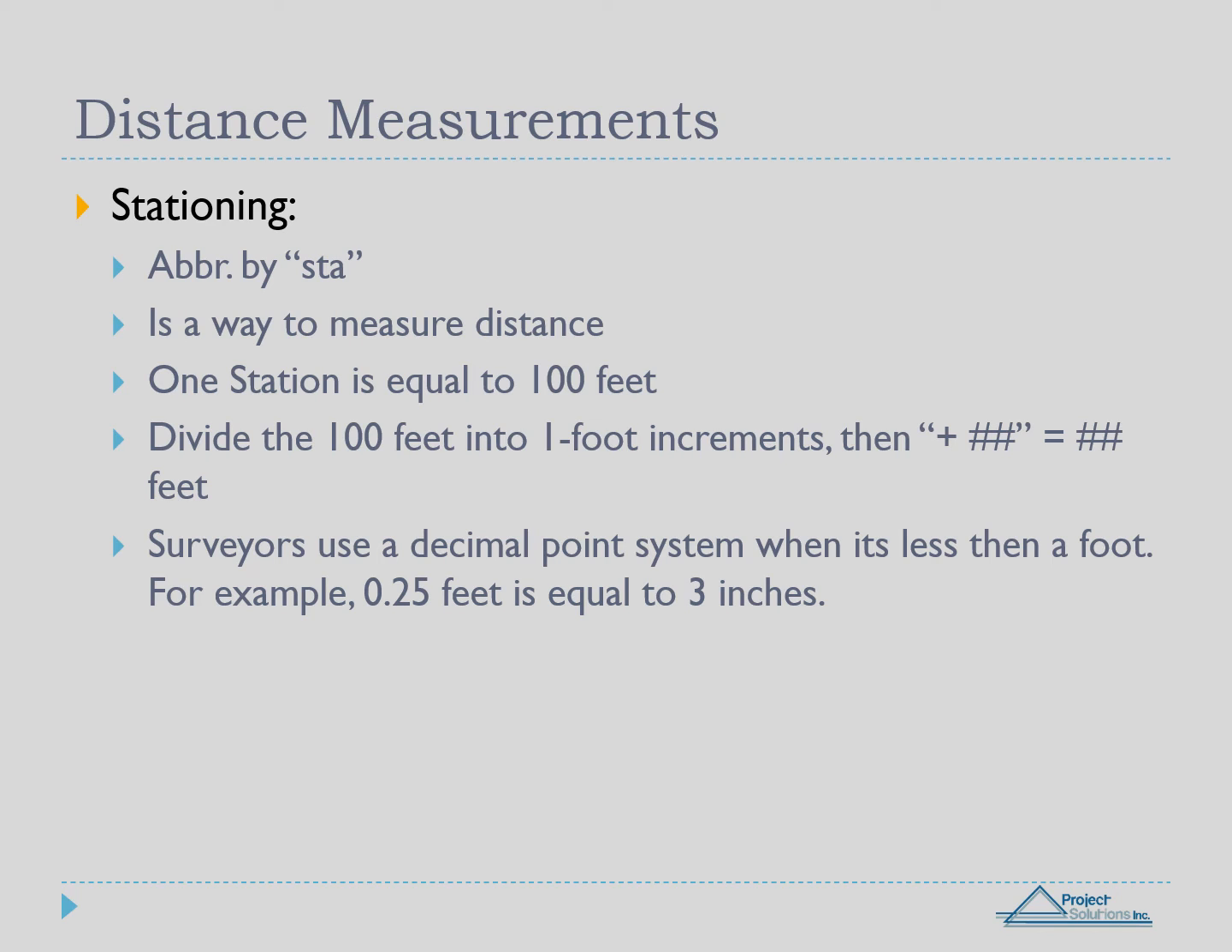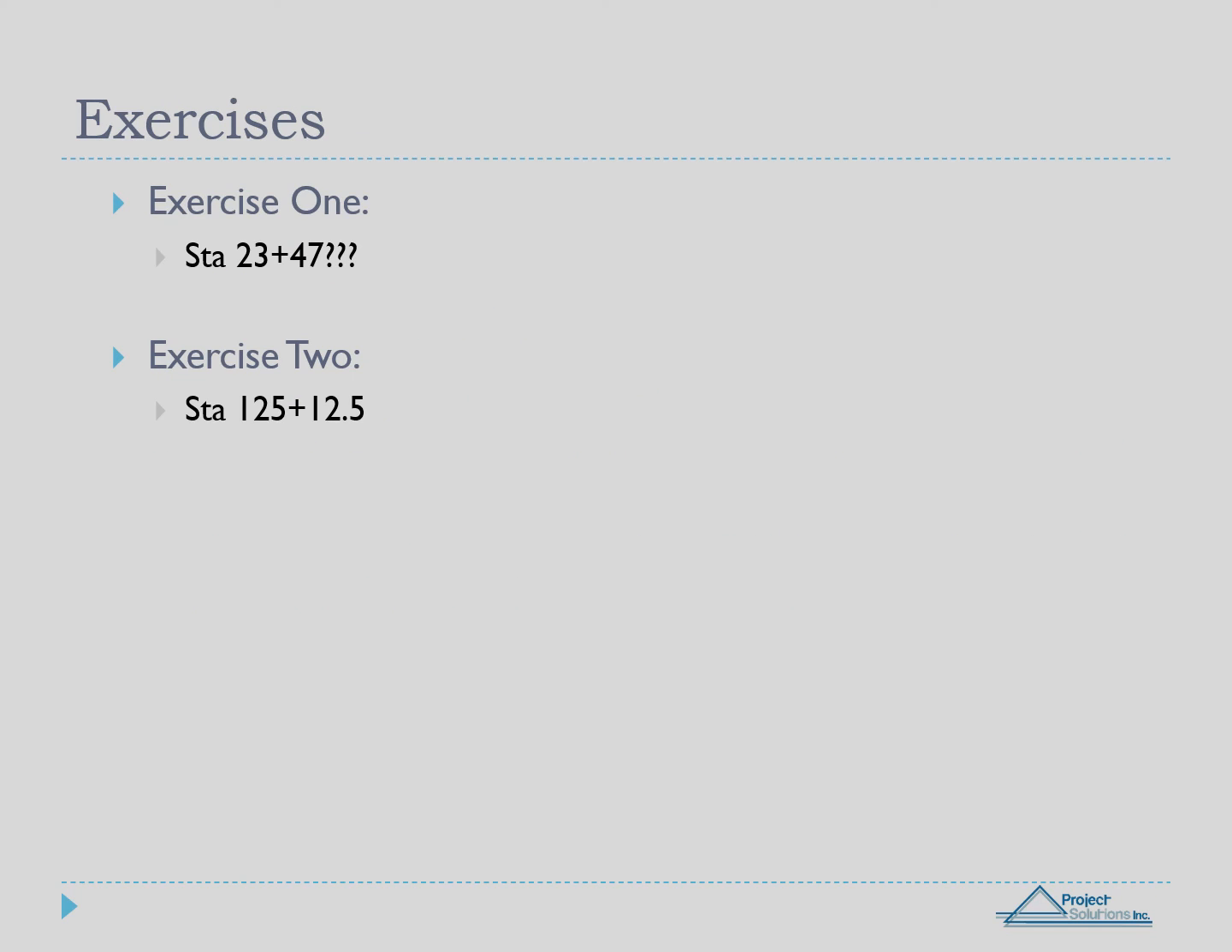Here's why. The numbers before the plus are complete stations. Numbers after the plus symbol are increments of a station, so those numbers are out of 100 feet. Finally, any number following the increments will be in a decimal point of a foot. Let's look at one example. We are given STA 23 plus 47. What this tells us is that we have 23 complete stations and 47 feet of a station.